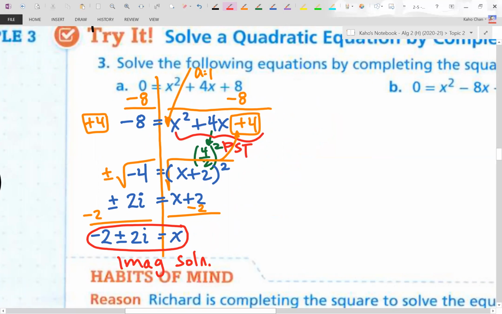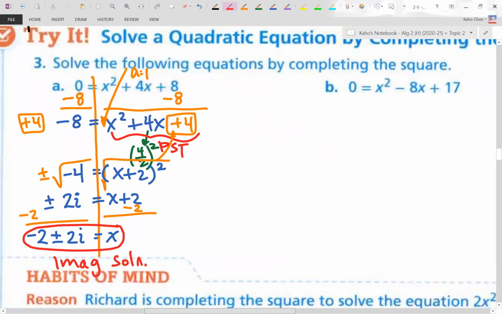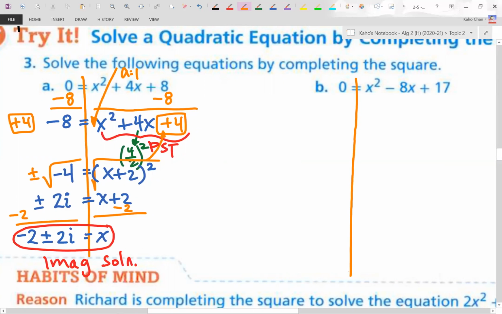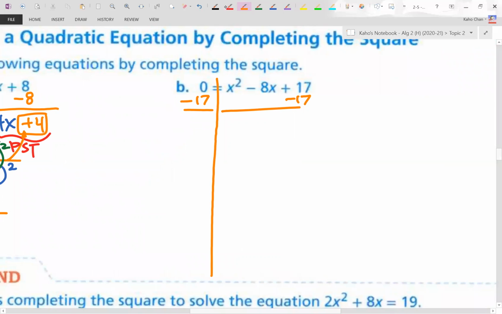All right, let's move on to 3b. Same process. I think it's going to have the same outcome. Kind of bored with that sometimes. I wish they'd mix it up a little bit. I'm going to move the 17 to the other side to give myself a little room. Negative 17 equals x squared minus 8x.